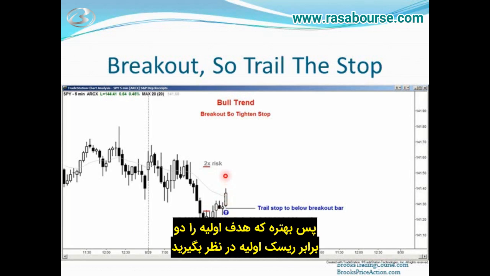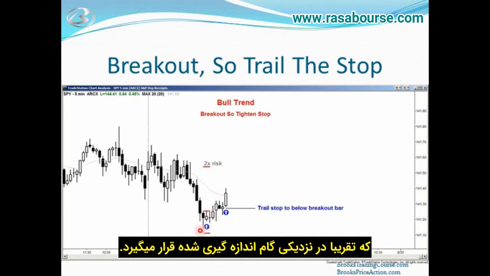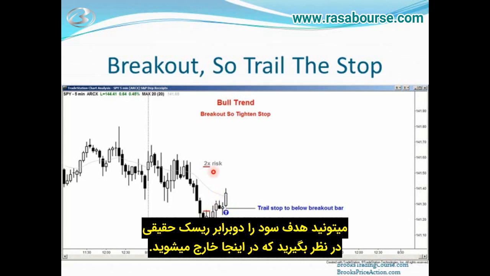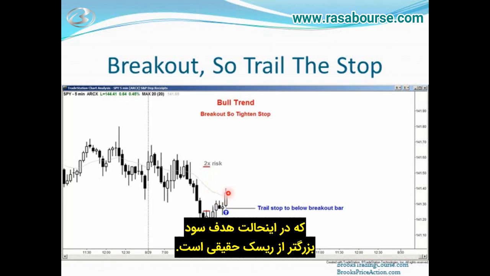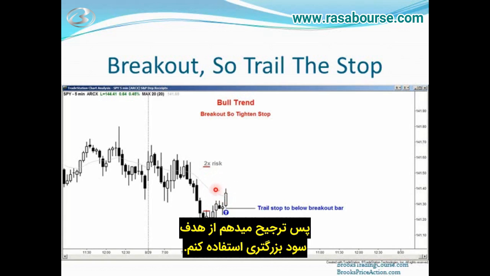So you probably should keep your original target at 2 times the initial risk, which is around a measured move up. You could use 2 times your actual risk, which would get you out around here. But we have a new projection based upon this being a possible measuring gap, and it's above a projection based on actual risk. So I would use the wider target.